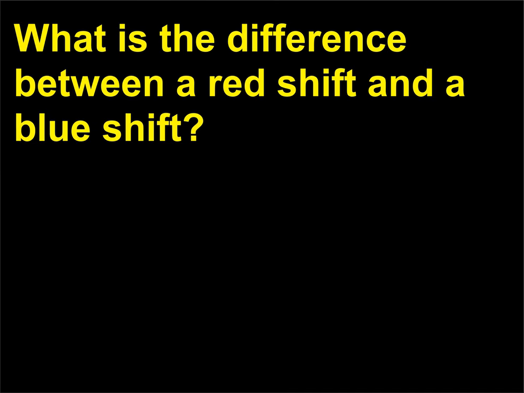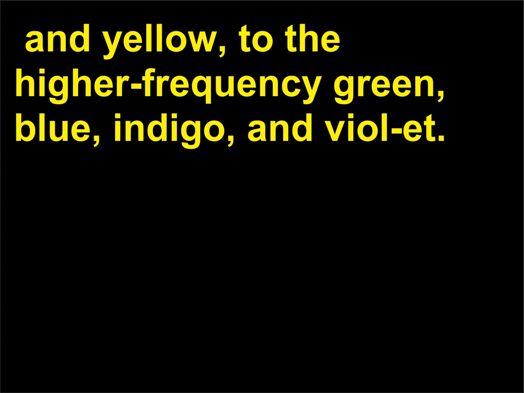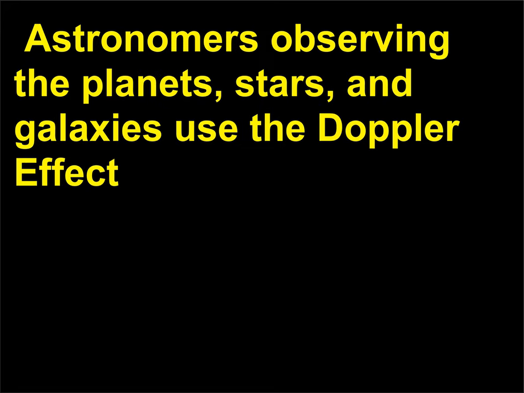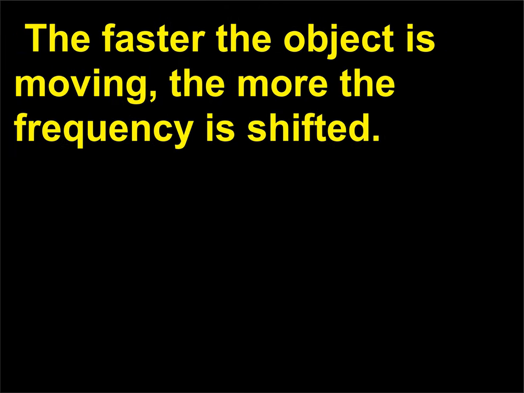What is the difference between a red shift and a blue shift? The visible color spectrum ranges from the low frequency red, orange, and yellow, to the higher frequency green, blue, indigo, and violet. Astronomers observing the planets, stars, and galaxies use the Doppler effect to measure the velocity at which objects are moving, rotating, or revolving. The faster the object is moving, the more the frequency is shifted.